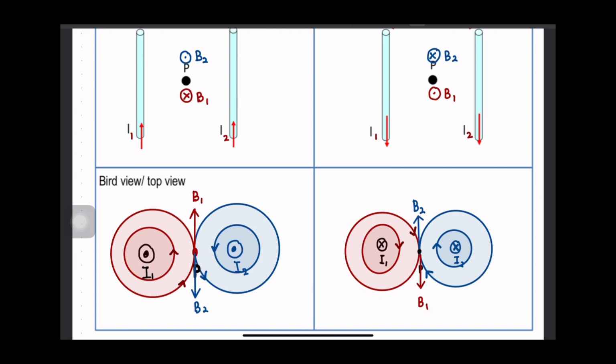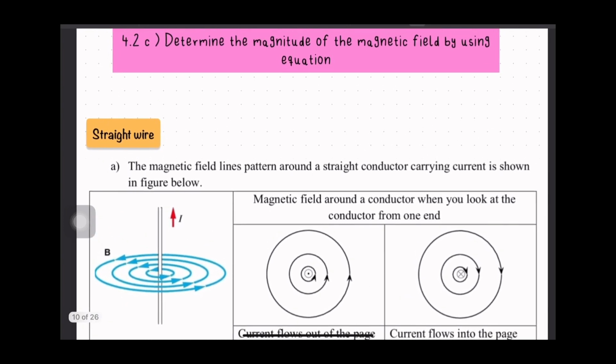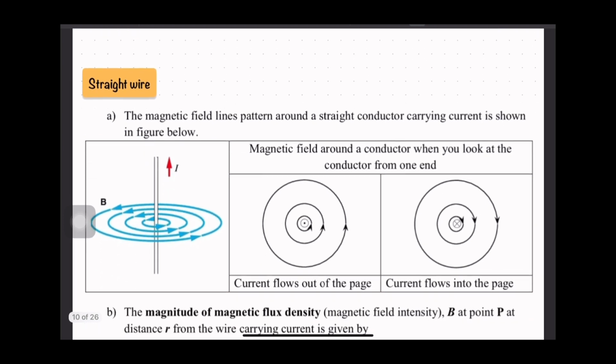Right, so next adalah determine the magnitude of the magnetic field by using equation. Magnitude means kiraan lah. Macam tadi kita belajar, our previous video is how to determine the direction of B for straight wire, circular coil and solenoid. So now how to determine the magnitude for straight wire.